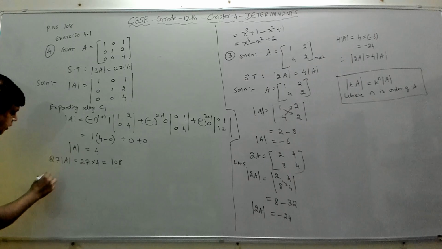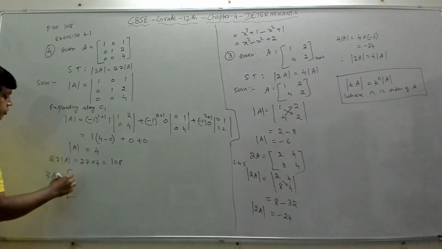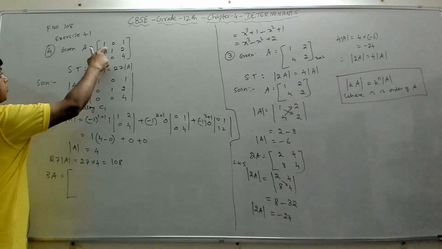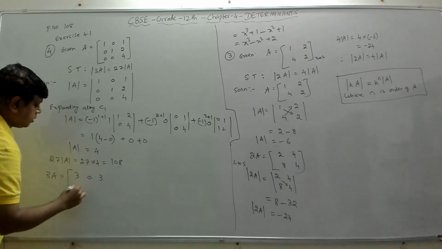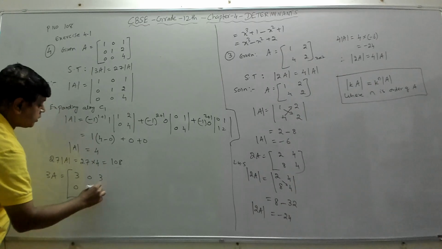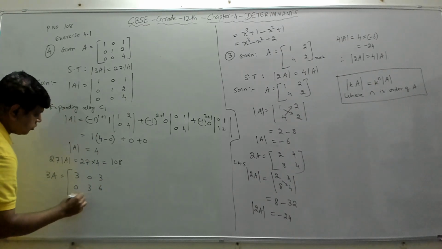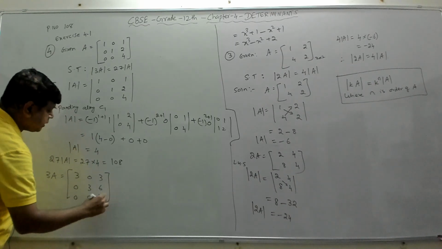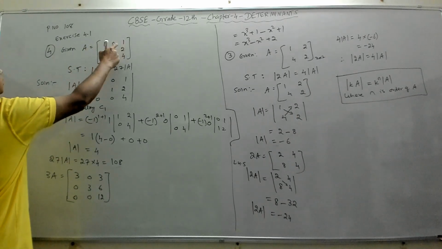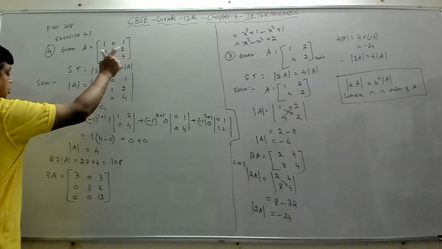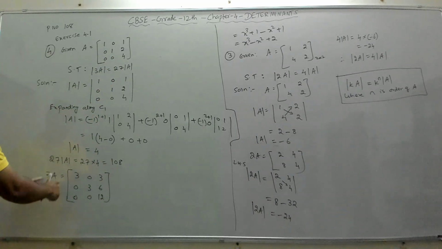Let's find 3A matrix. What is 3A matrix? I have to multiply every element here by 3. So 3, 0, 3, 0, 3, 6, 0, 0, 3 times 4 is 12. I multiplied each element by 3. Now we should find the determinant of this. What is determinant of 3A?